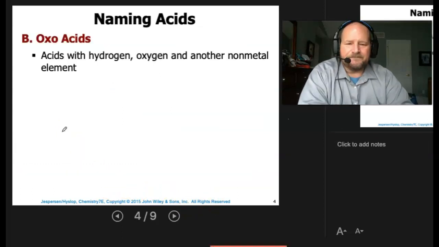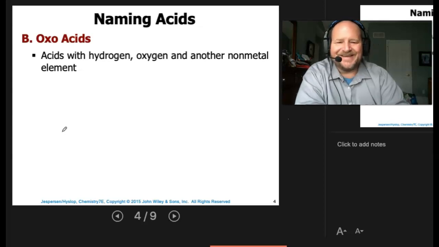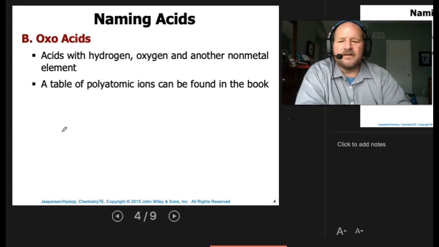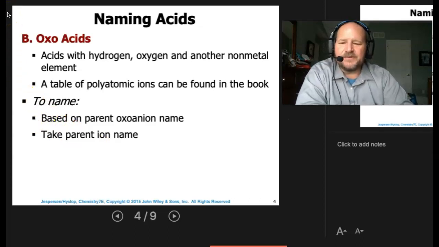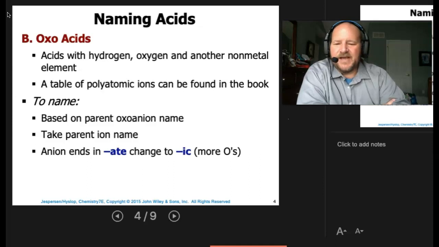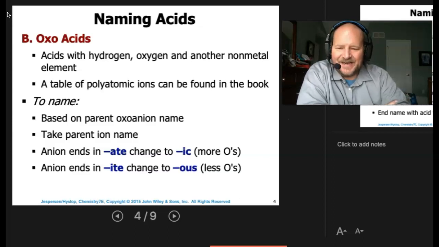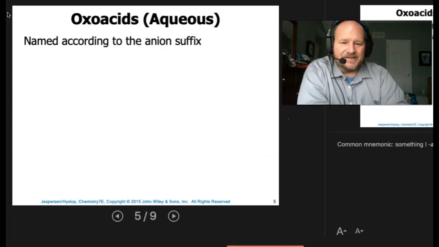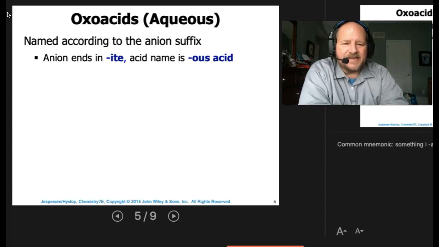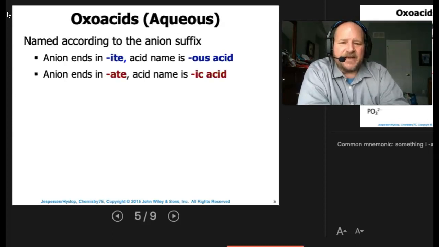Now, if it's an oxo acid, acids with hydrogen, oxygen, and another nonmetal element. Right, so basically your polyatomic elements. To name them, it's going to be based on the parent oxo anion name. Okay, so we're going to take the parent ion name. So the ion ends in ATE, then we're going to change that to simply IC. Okay, means you have more oxygens. So the anion ends in ite, we're going to change that to an us acid. Now, the end name with acid to initiate the H+. So naming according to the anion suffix. If it ends in ite, it's going to be an us acid. If it ends in ate, it's going to be an ic acid.